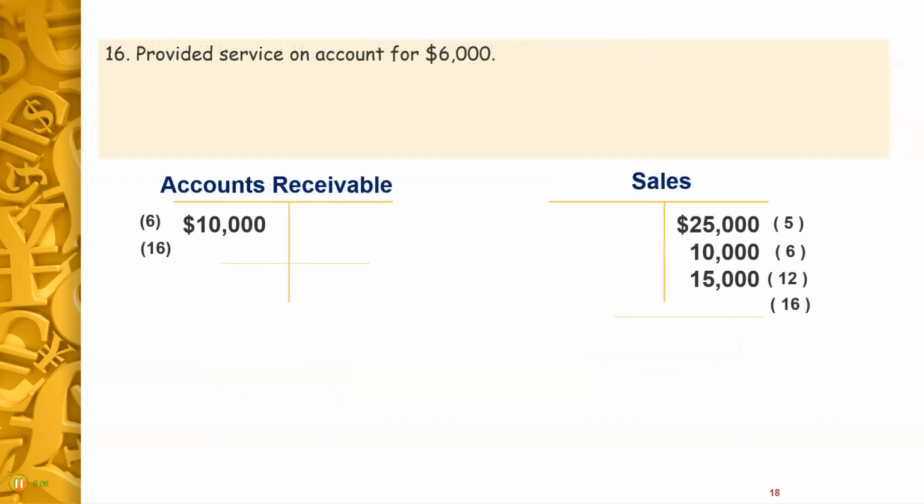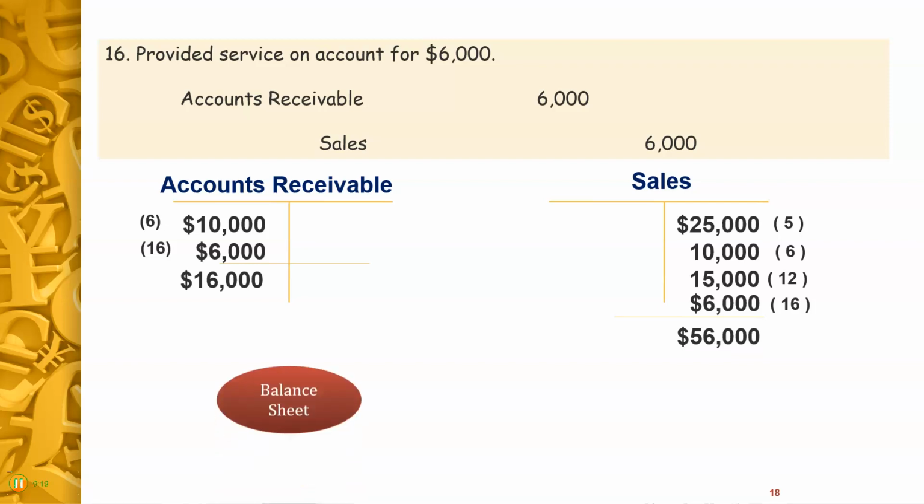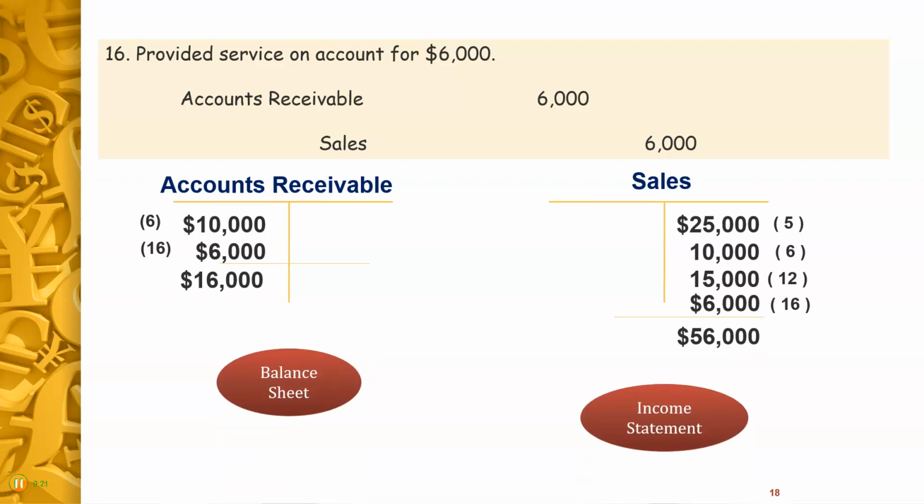In addition, we provided services on account for $6,000. This is going to be accounts receivable and sales. Balance sheets, accounts receivable, sales. So if you notice, with all of our adjusting entries, they always affect both the income statement and the balance sheet.